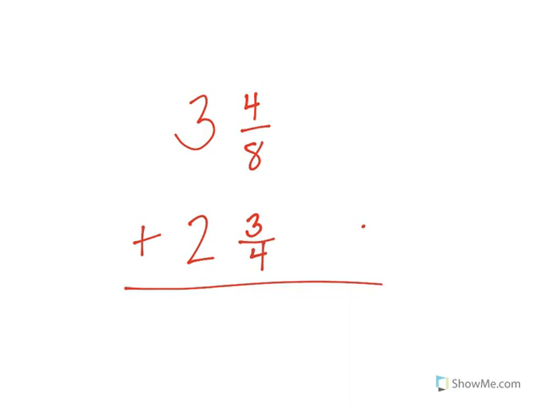All right, let's clear that. Let's do 3 and 4 eighths plus 2 and 3 fourths. What must I do first? You have to look at the denominators and see if they're the same. Are they the same? They are not. Okay, what can 8 and 4 both go into? They could both go into 8. All right, so make your denominator 8.